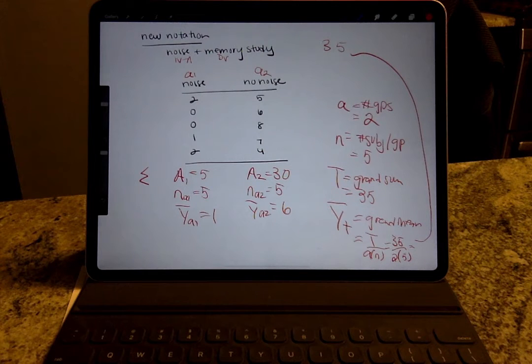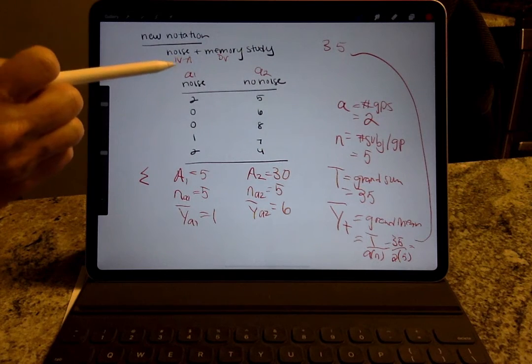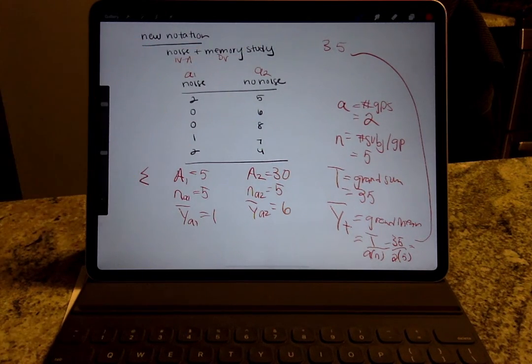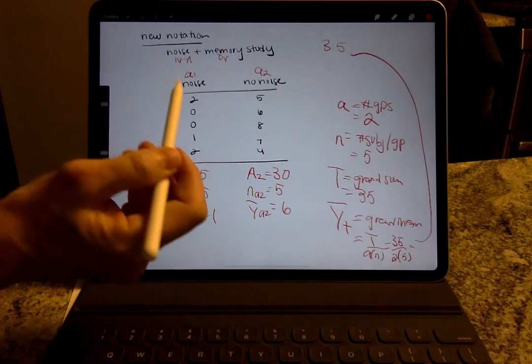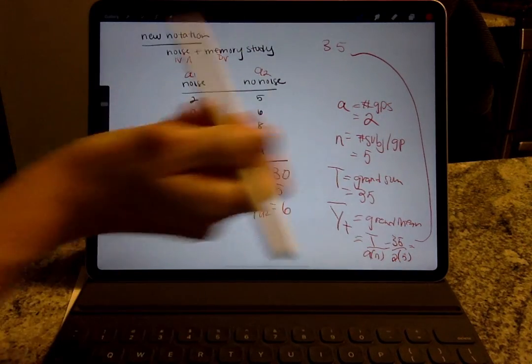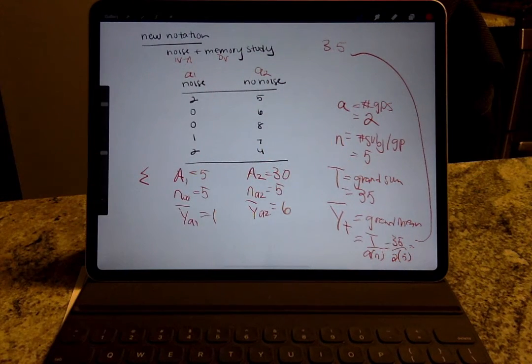So just a quick review before I stop the video. This is just about new notation. Moving forward, we are going to be referring to our independent variable in the one-way ANOVA as independent variable A. So in order to identify one group versus another, we're going to refer to this group as 1 and this group as 2. So the column labels are little a1 and little a2. If we had a third group, that would be little a3.